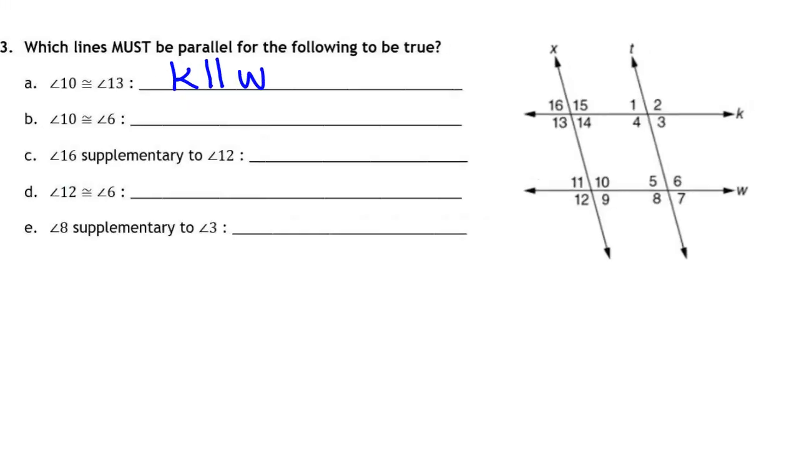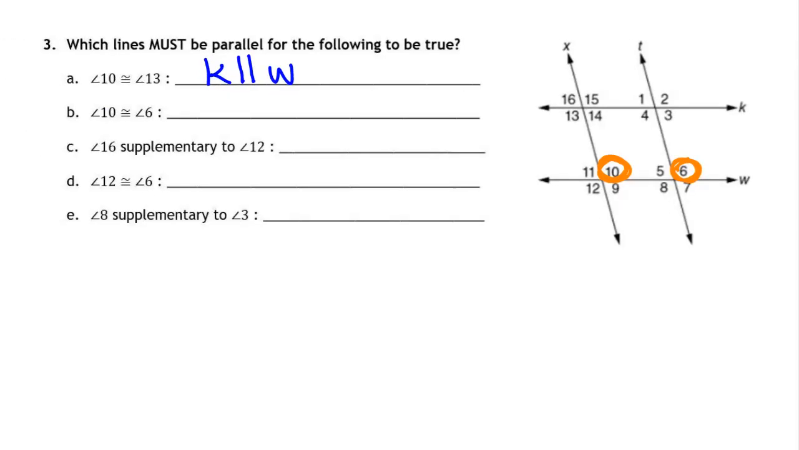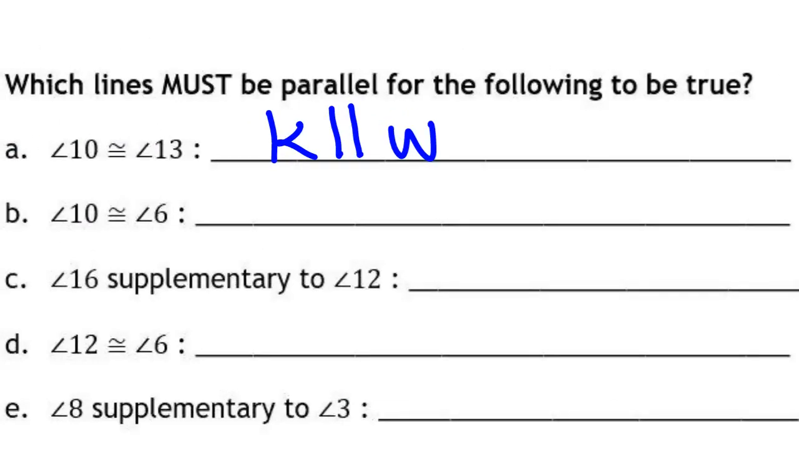Then we have angle 10 is congruent to angle 6. Here's angle 10. Here's angle 6. What line do they both touch? W. What line do neither one touch? Neither one touches K. So which lines would have to be parallel? X and T. X is parallel to T.